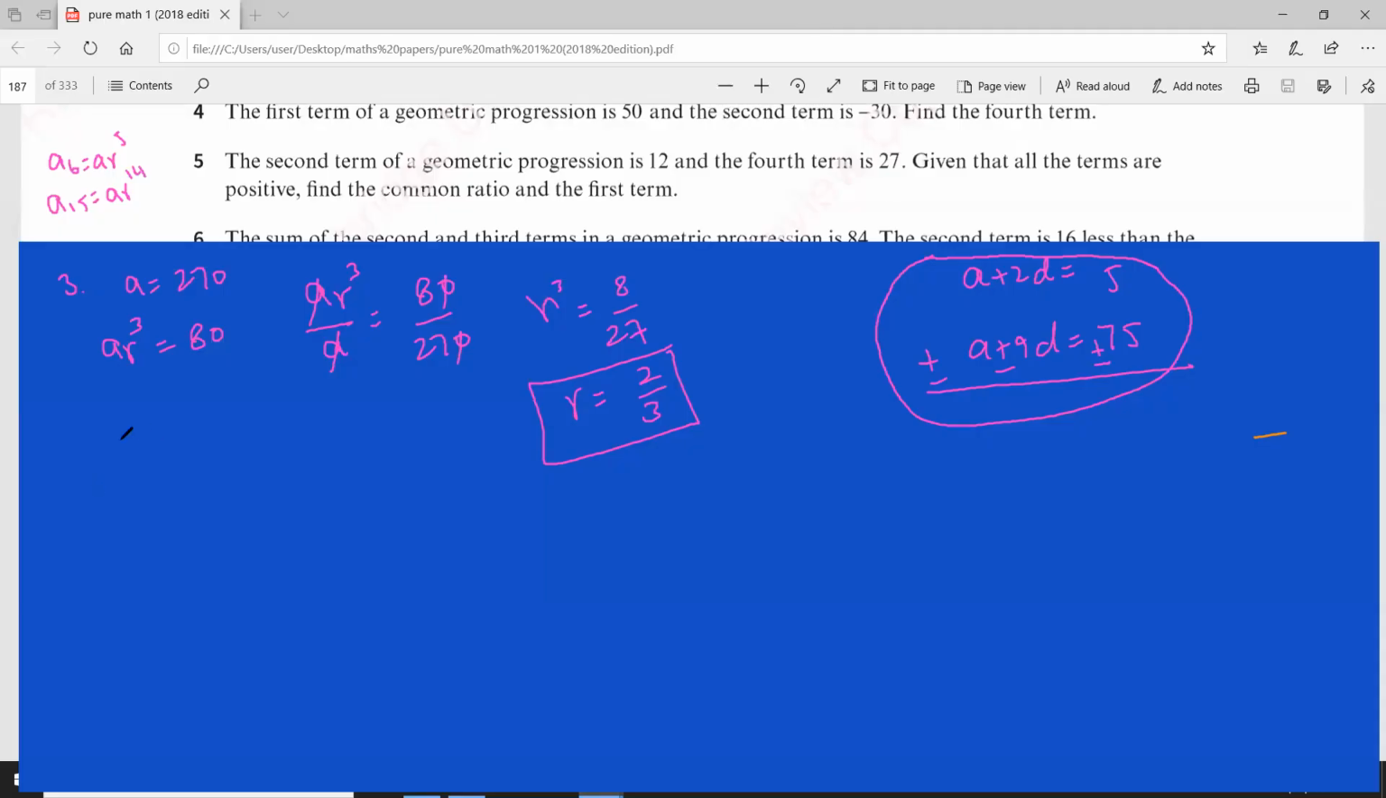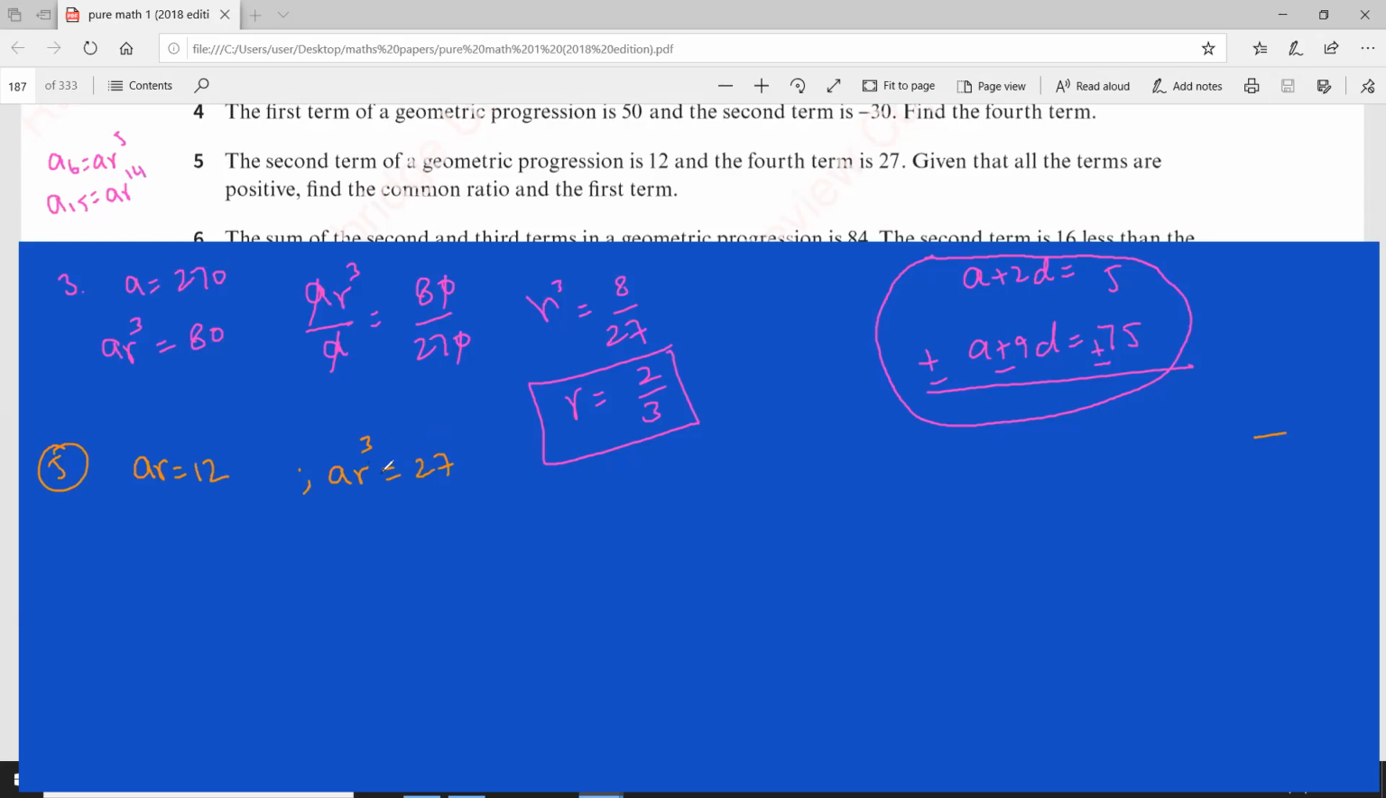Question number 5. It says in the fifth question that the second term of a GP is 12. So I will write it as A R equal to 12. Is that clear why I am writing the second term as A R? Anyone confused? Like the way we wrote the sixth term as A R to the power 5 and the 15th term as A R to the power 14. So the second term is A R equal to 12. The fourth term is 27, so I can say that A R cube is equal to 27.